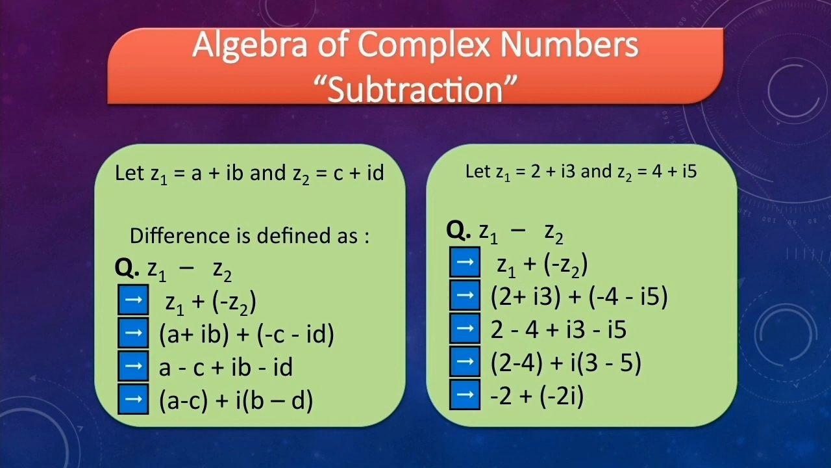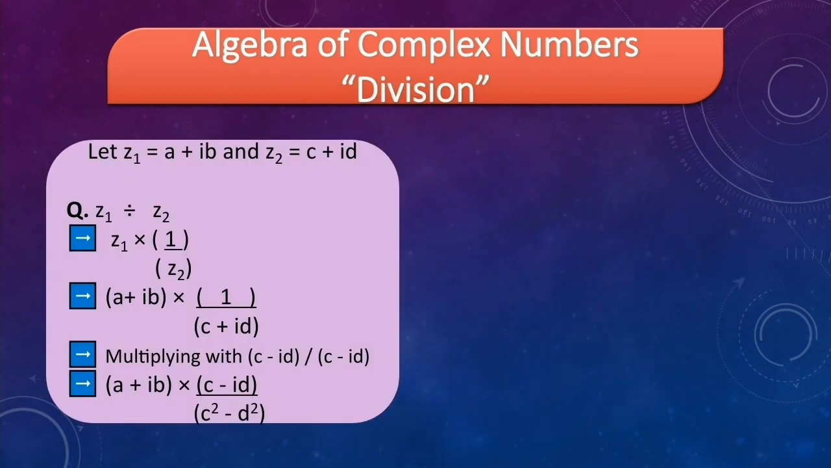Now let's move ahead to the division. So here z1 is equal to a plus iota b and z2 is equal to c plus iota d. Now z1 divided by z2 can also be written as z1 into 1 upon z2. Am I incorrect? So following this, in the second step we have (a plus iota b) into 1 upon (c plus iota d). But remember, we should never leave iota in the denominator. So to remove the iota, we would multiply by its conjugate, which is c minus iota d.